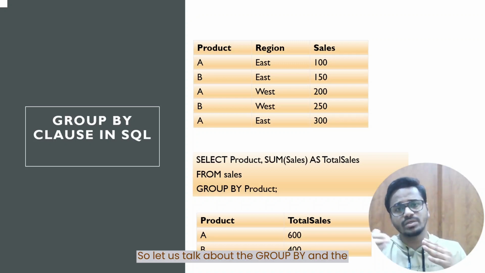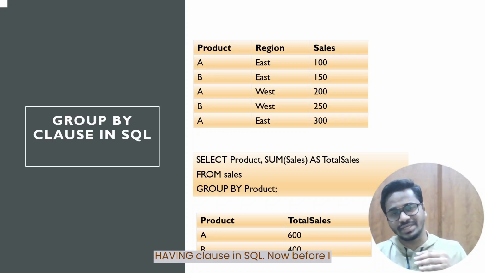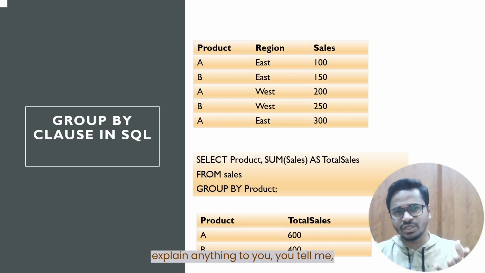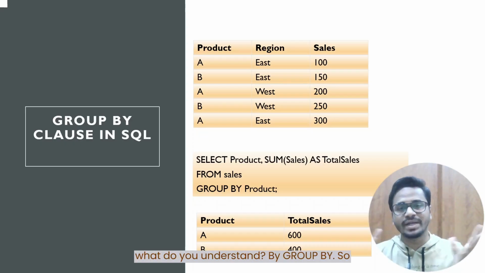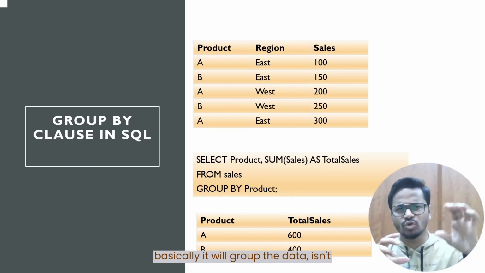So let us talk about the group by and the having clause in SQL. Now, before I explain anything to you, you tell me. Just think about it logically and tell me what do you understand by group by. So basically, it will group the data, isn't it?